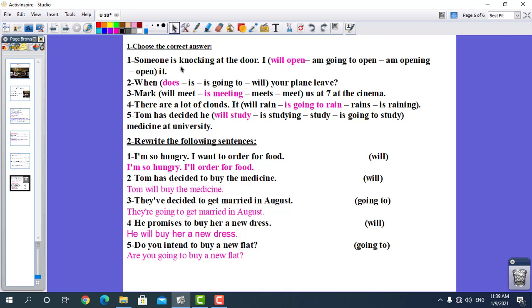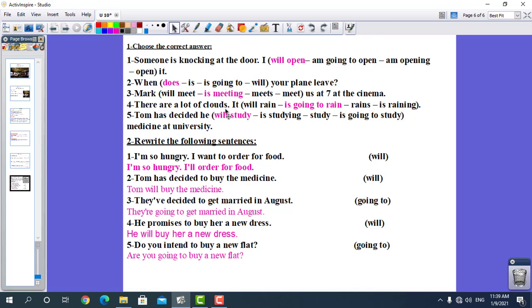Number three, Mark will meet, is meeting, meet us at 7 at the cinema. So this is a fixed arrangement, like Mark is meeting us at 7 at the cinema. I've just said that if we want to make a fixed arrangement about something that we will do in the future and in a specific time, we have to use the present continuous.